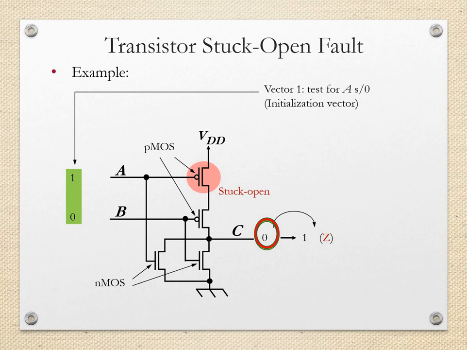Even if it is stuck open, because of this A equal to logic 1 input, without the fault also that MOSFET is open, means it is not conducting, and because of the fault it is now stuck open. So there is no change in the output. Output is going to remain the same, that is logic 0. So this set of input will not be useful for detecting this stuck open fault.